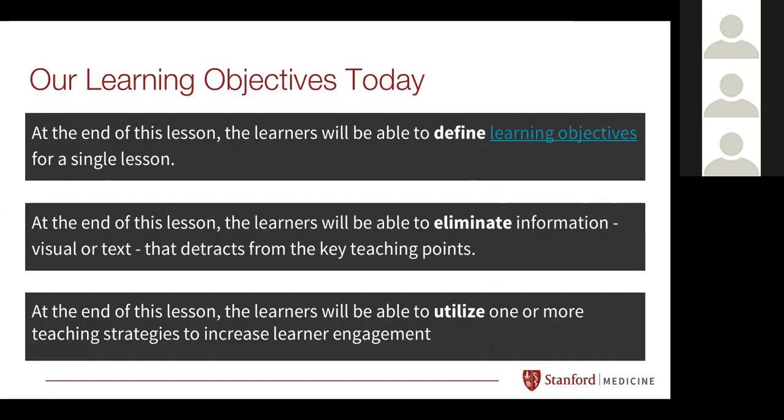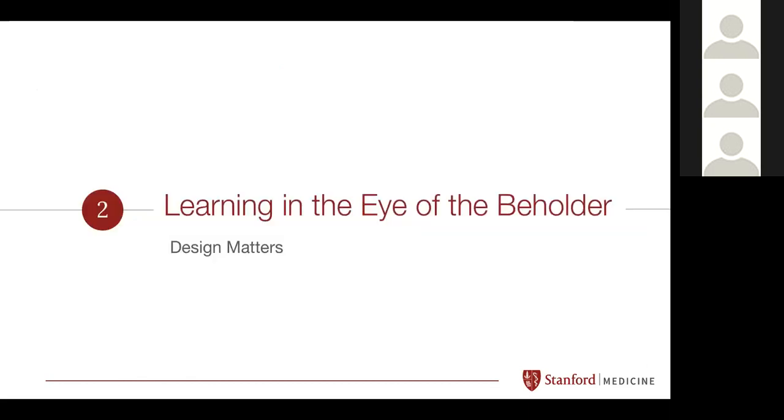So our learning objectives today, at the end of this lesson, I would like everyone to be able to define a learning objective for a lesson, to eliminate information of visual or text that might detract from a teaching point. And so we'll talk about what to pull, what to save, and how to let go of something you may previously have in your slides that you don't need, and to be able to utilize one or more of the teaching strategies that will increase engagement. That's kind of the tail end of the talk.